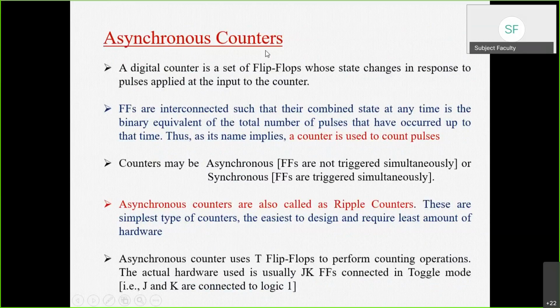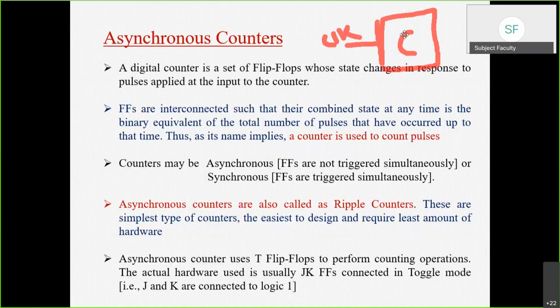Now we will see what we mean by counters and what the different types of counters are. We will see one by one. A digital counter is a set of flip-flops whose state changes in response to the pulses applied at the input to the counter. Let's say this is my counter block. So how will it function? Suppose you have applied a clock here. Let's say CLK stands for clock signal.